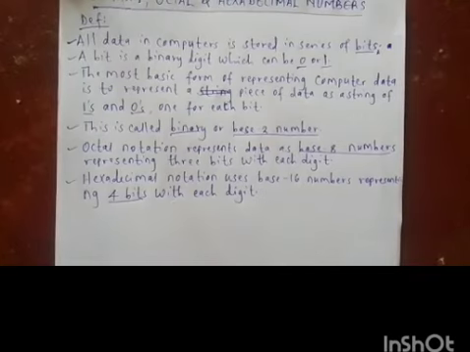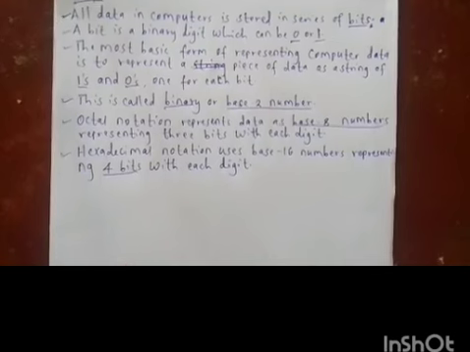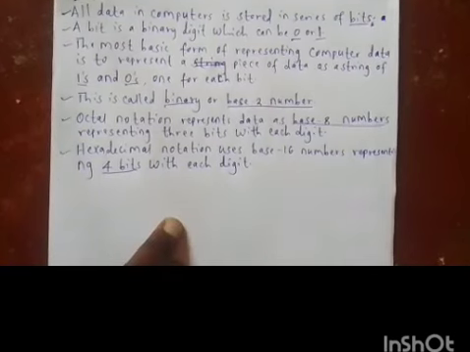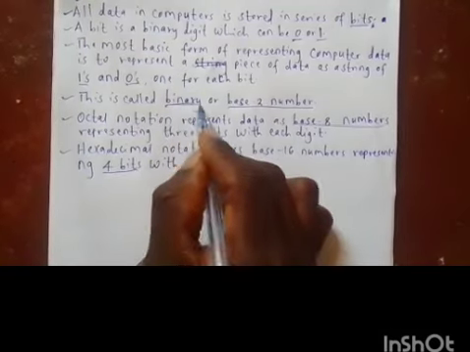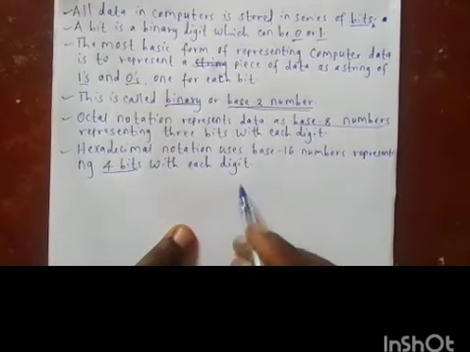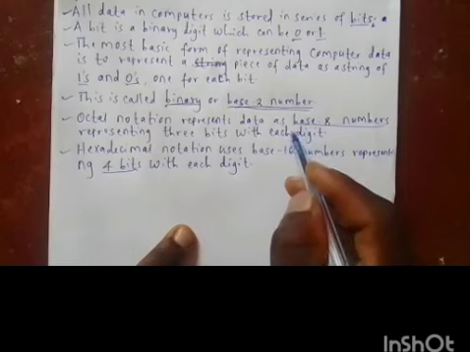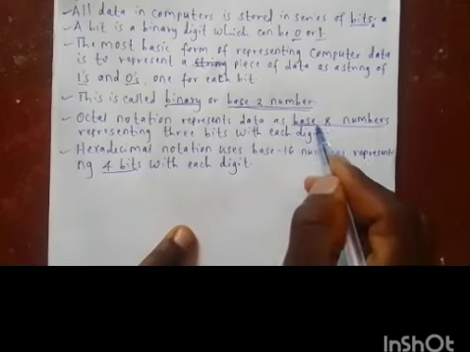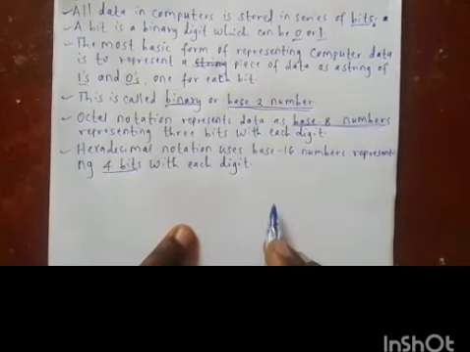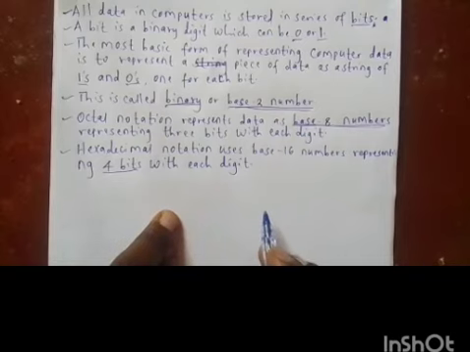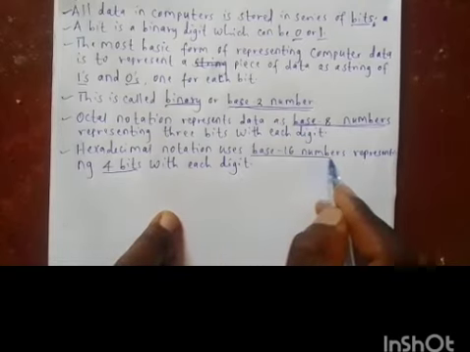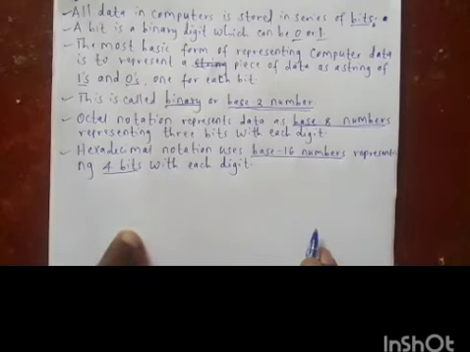So we are going to look at these numbers one by one. We have binary numbers or the base 2 numbers. We have the octal numbers or base 8 numbers. Then we have hexadecimal numbers, those are the base 16 numbers. So we want to start with the binary numbers.